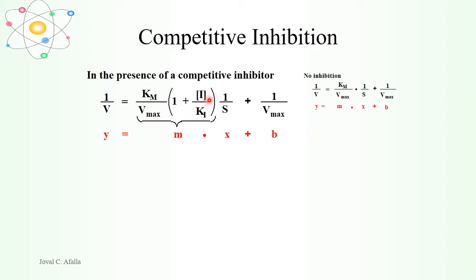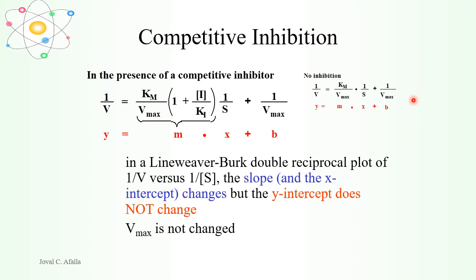For kinetic data, we will keep the concentration of the inhibitor constant, and then Ki is a constant. Therefore, all these things are constants. So what is the effect? If you look at the line, it's still an equation of a straight line. However, your slope has changed by this factor. The y-intercept does not change. Therefore, the Vmax is not changed.